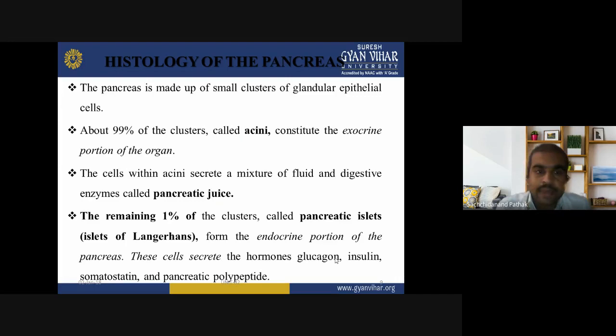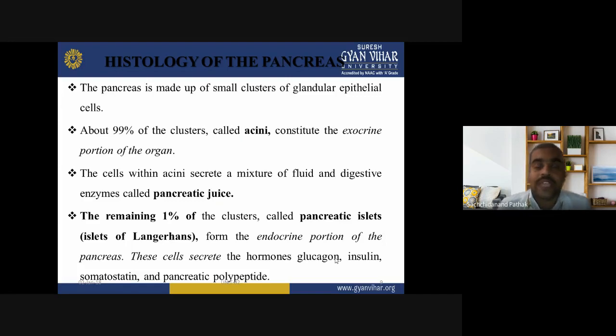Acini cells contain 99% of the pancreas. So 99% of the pancreas volume is covered by the acini cells, which constitute the exocrine portion of the organ, and these secrete the pancreatic juice. The remaining 1% of the cells of the pancreas are called the pancreatic islets or islets of Langerhans, and form the endocrine portion of the pancreas.